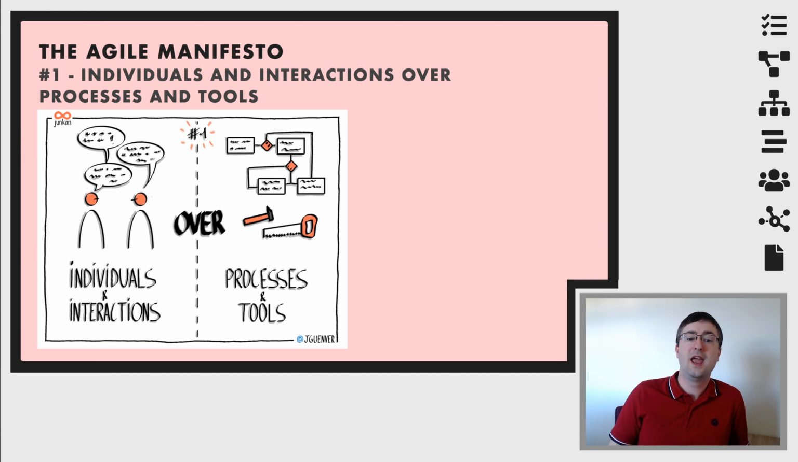The first one, individuals and interactions over processes and tools. So what we're really doing here is we're pushing value in the people inside of teams. Rather than having this heavy process mindset and lots of project management tools, we're really putting value in people, in you as software developers, as the ones that can carry out the work that's going to be happening. This is stating that while processes and tools might be helpful, without the effective collaboration between you and the people in your team, an agile project team isn't going to work.